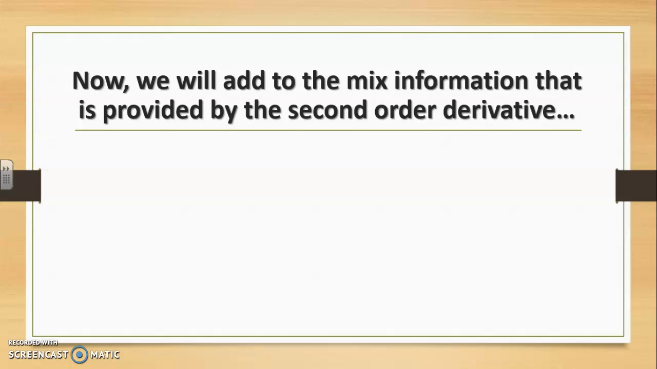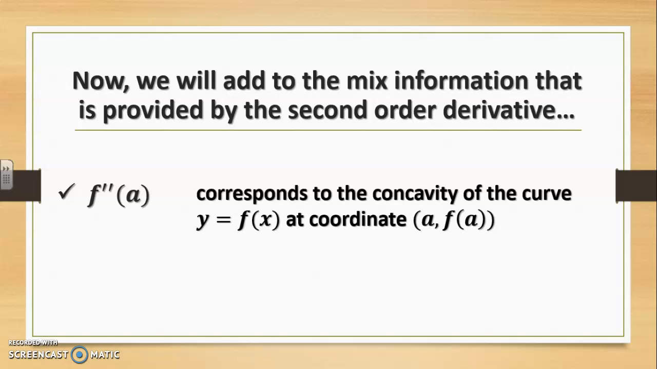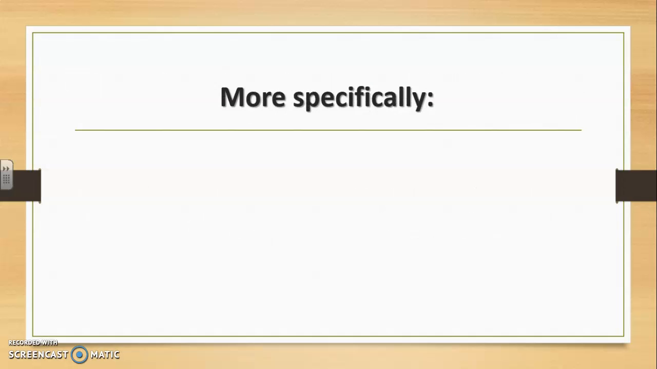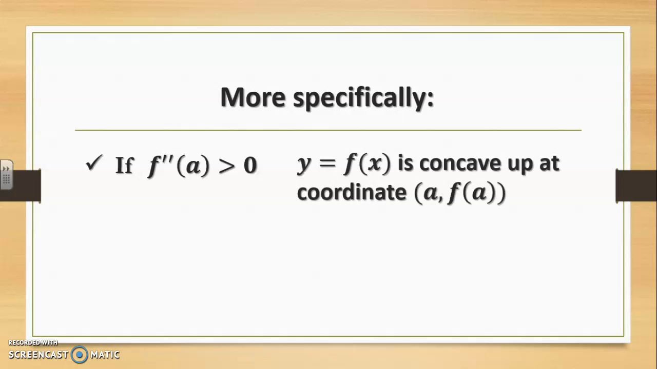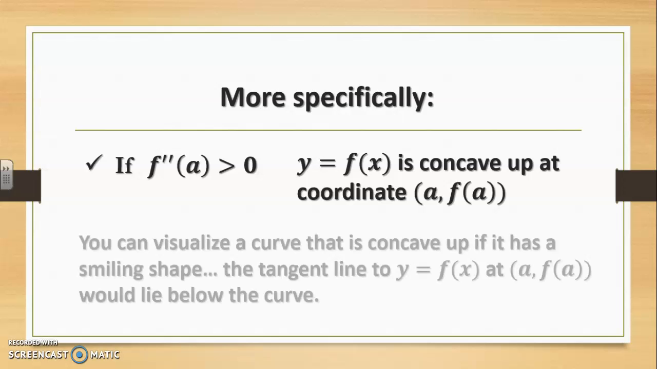Now we will add to the mix information that is provided by calculating the second order derivative, which we denote as f prime prime at a. This will correspond to the concavity of the function y equals f of x at coordinate point a, f of a. More specifically, if the second order derivative at a is positive, then the function is concave up at this coordinate point.